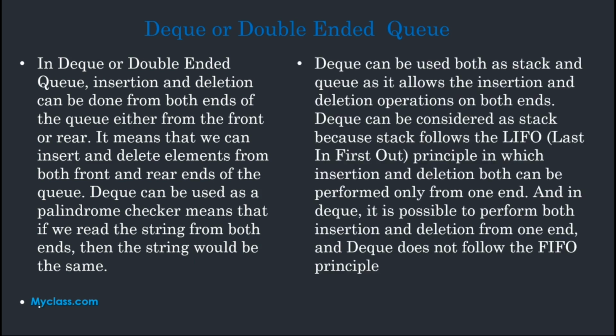I have already said that insertion and deletion can occur at both ends. So we can say that DQ can be used both as a stack and a queue, as it allows insertion and deletion operations on both ends. DQ can be considered a stack because a stack follows LIFO, last in first out. Here in DQ we can insert at the rear side and also delete at the rear side. That is actually the concept of a stack. So we can use DQ as a stack also, and we can perform insertion from both ends.